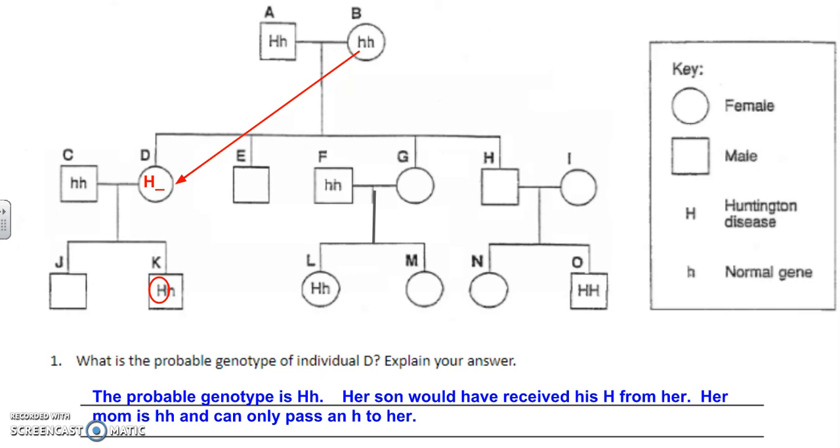So what is the probable genotype of individual D? Explain your answer. The probable genotype is big H, little h. Her son would have received his capital H from her. Her mom was homozygous recessive, little h, and could only pass on that recessive little h to her. So take a moment and copy that down. And if you need, pause the video so that you can completely answer that question.